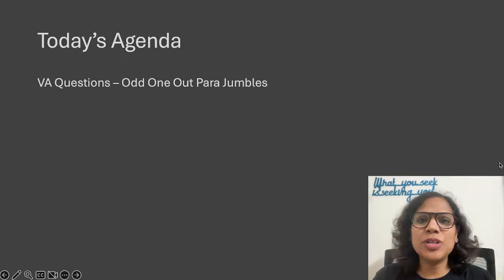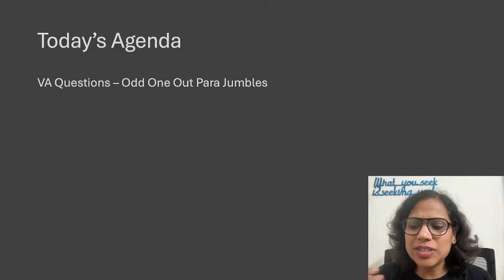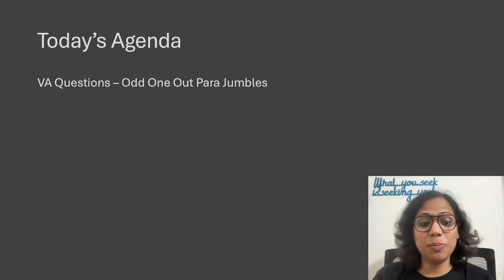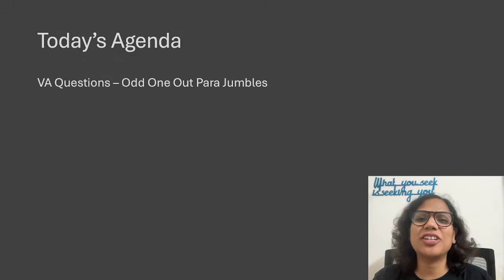So, we will have a discussion on how to solve these, right? I am sure by now you know this. Just some things that you may be missing out on. Hello, Yash. So, how do you approach these questions? What is the first thing that you try to do when you look at an odd one out parajumble question? How do you eliminate? So just trying to get some insight into your process.